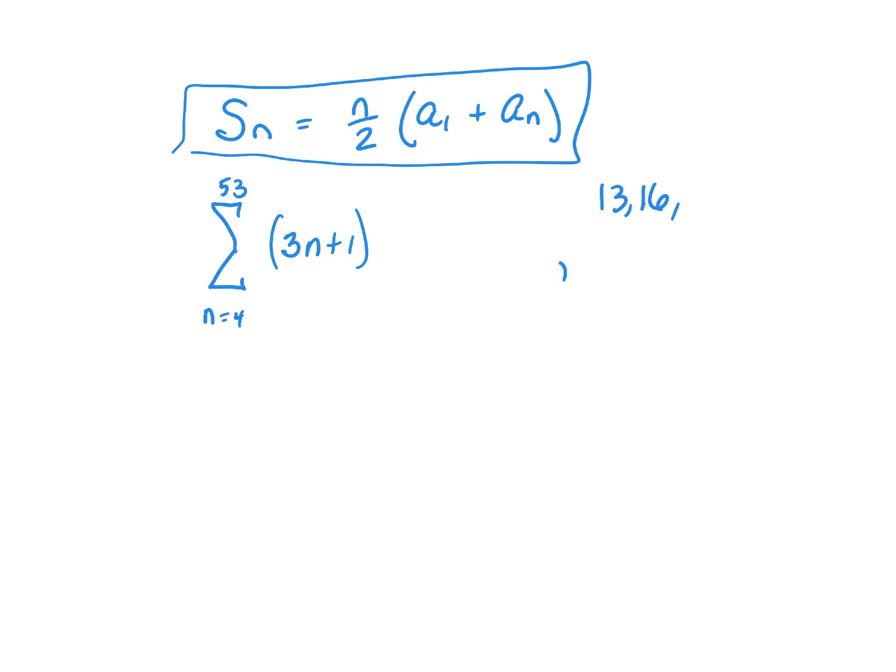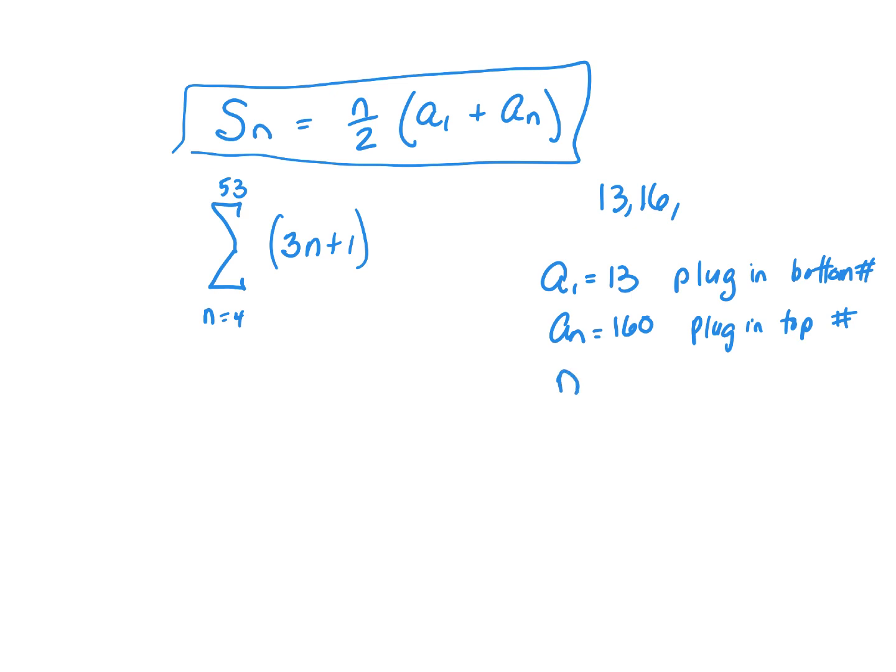So A1, to get A1, we know it's 13. Isn't it 3 times 4? You plug in the bottom number to get A1. Everybody get that? You plug it into the 3n plus 1. You get that, Robert? Yeah. To get AN, you plug in the top number. So somebody plug that in. 160.